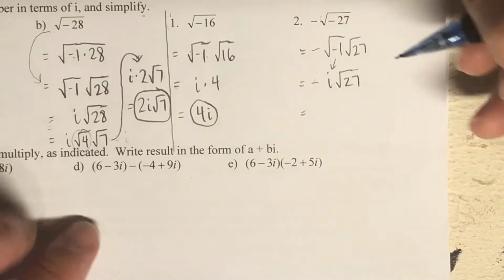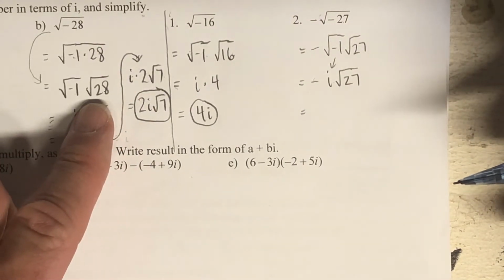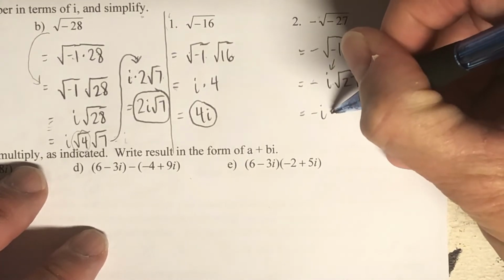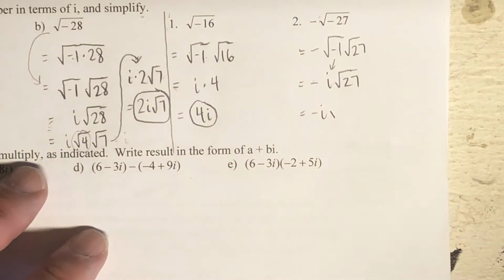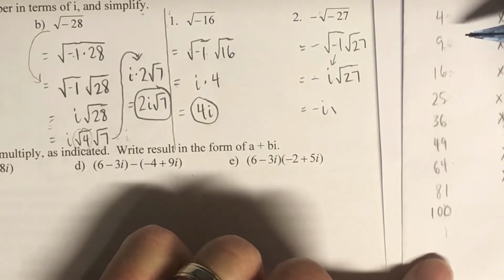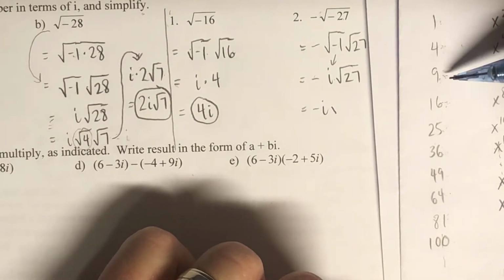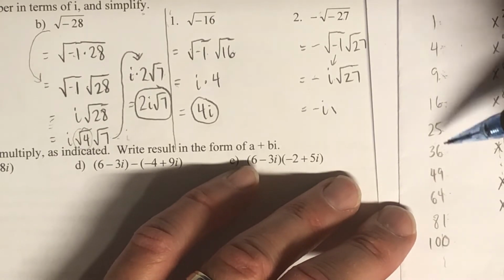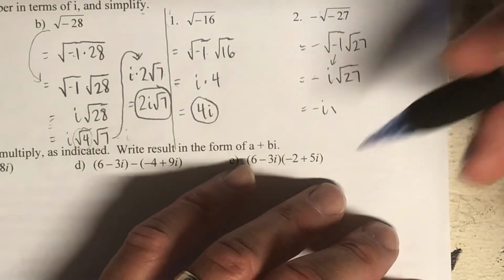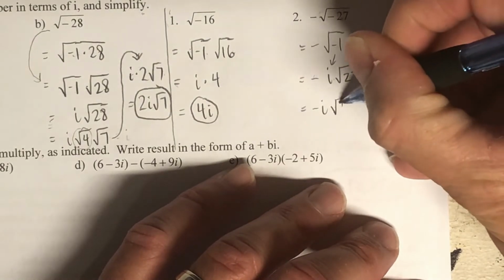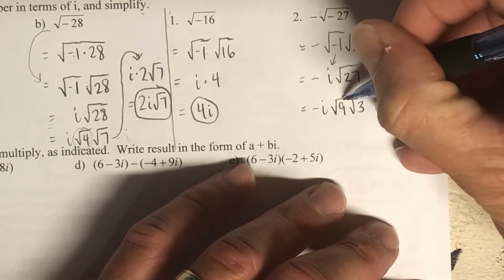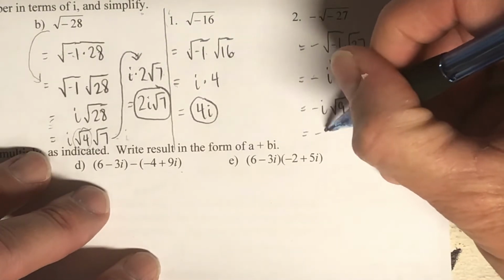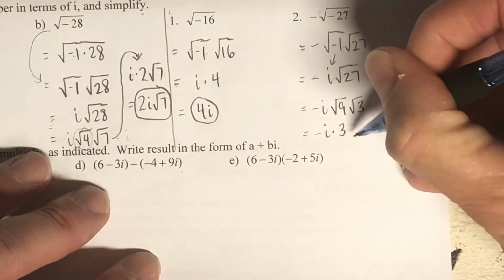Then, just like in problem B where we simplify the square root of 28, here we simplify the square root of 27. So we can factor out what number from the perfect square list will factor out of 27. Okay, 9 will, and there's nothing bigger than that that would work for 27. So I'm going to factor out the 9. That would give me 3 here. And then I compute the square root of 9, which is just the number 3.